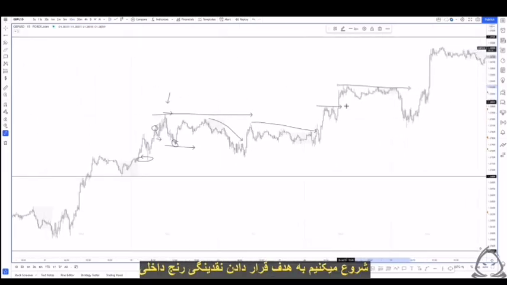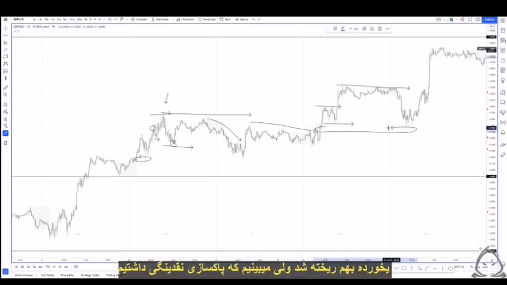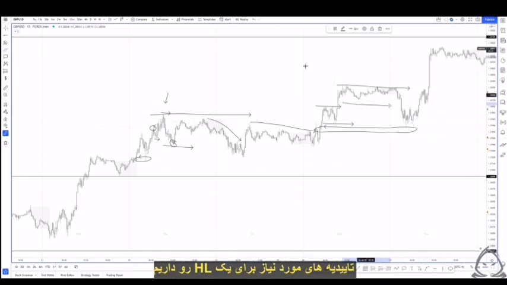We need to start targeting internal range liquidity. We have this swing low here. What do we have right here? A demand zone. It's starting to get a little messy, but what we can see is we sweep liquidity. We sweep liquidity. We've tapped into a demand zone. We have the qualifications we need for a higher low.